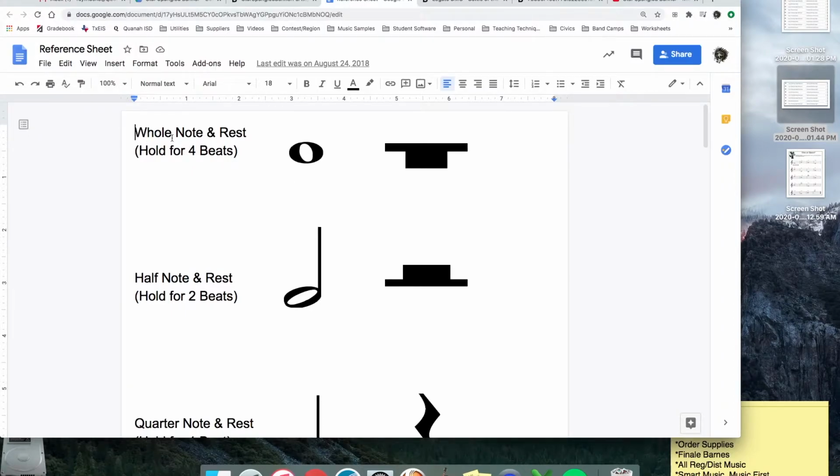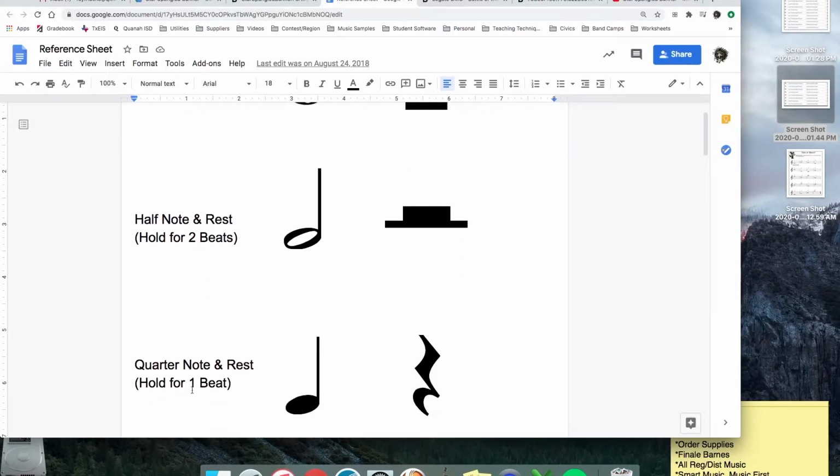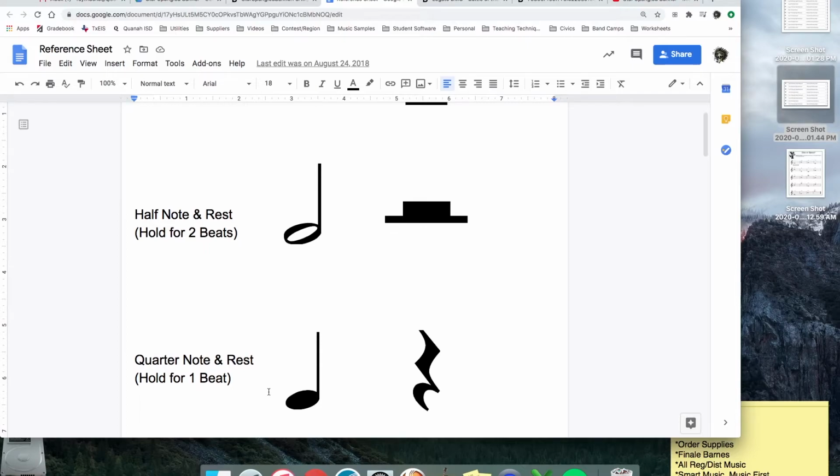Here was the whole note. You hold it out for 4 counts. Hold for 4 beats. Half note. Hold it out for 2 beats. A quarter note. Hold it out for 1 beat.